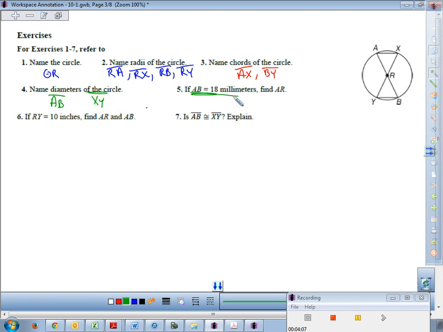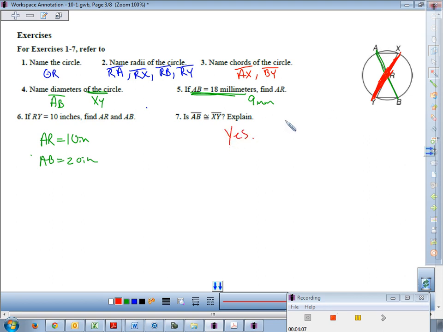If the distance from A to B is 18 millimeters, so that is a diameter right there, find the distance from A to R, which is a radius, so that would be half as much, 9 millimeters. If the distance from R to Y is 10 inches, which is a radius, find the distance from A to R. Well, the distance from A to R would be 10 inches, because it's also a radius, and the distance from A to B, that would be 20 inches. And notice how I'm writing the answer since there's more than one question. You can't put a segment bar above it because segments don't equal anything. The distances equal stuff. Is segment AB congruent to segment XY? Well, that answer would be yes.